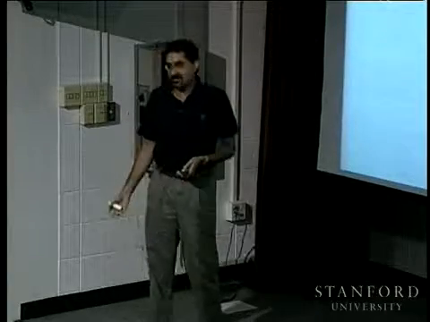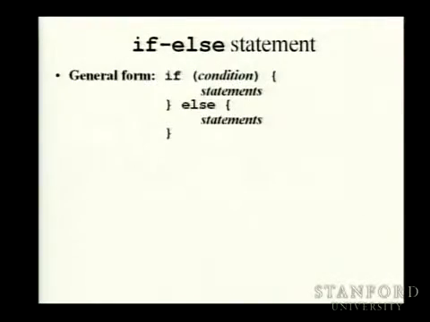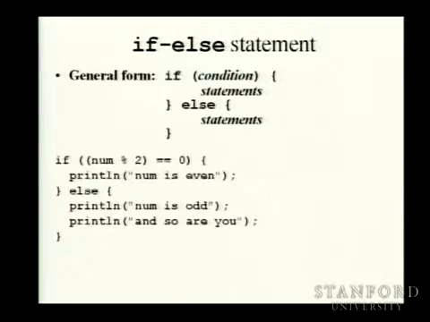We have the if-else, just like Carol, right? Same kind of thing going on here. We have some condition. Either we do the statements or we do the else part if the condition is false. So if the remainder of num divided by 2 is 0, we say num is even. If it's not, then we know it's odd, and so we write out num is odd, and so are you.